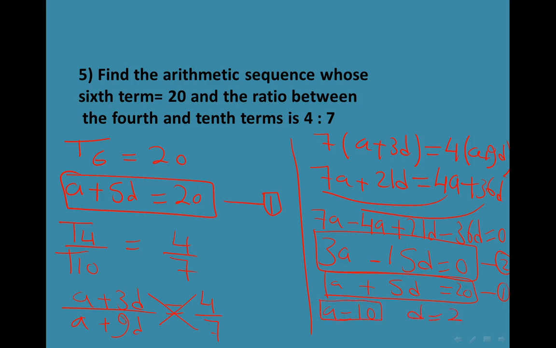The first term of the sequence equals 10, and the difference of this sequence equals 2. Therefore, the sequence terms are 10, and in each step I will add 2. The second term is 12, 14, and so on.